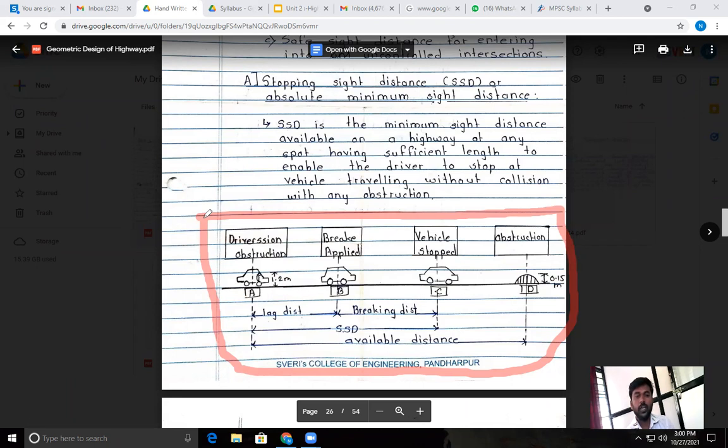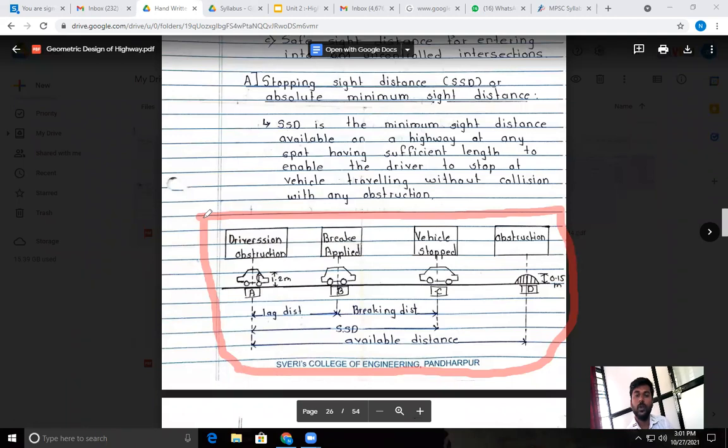See, suppose the vehicle is at point A and the driver observes the obstacle or obstruction. Okay. When the driver is at position A, he observes the obstacle, then he decides or thinks what to do. That is taken as the reaction time. In that reaction time, whatever distance is traveled by the vehicle is the lag distance.